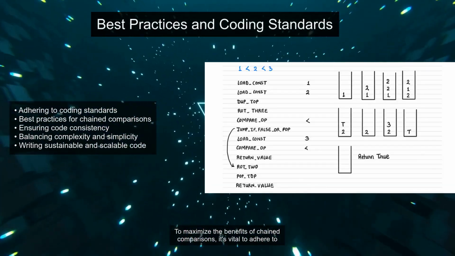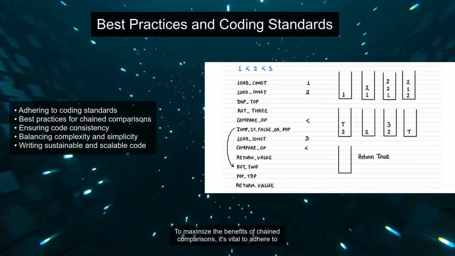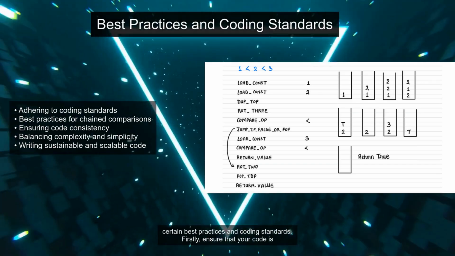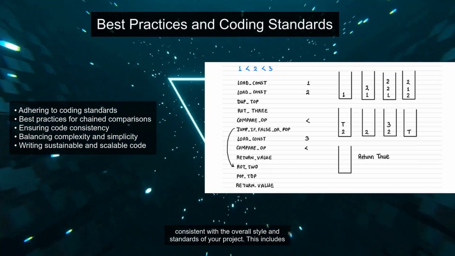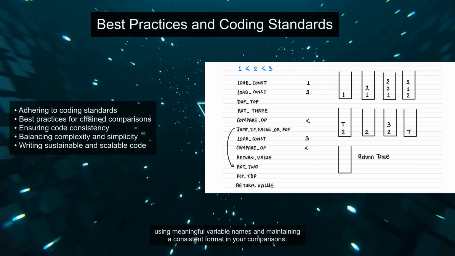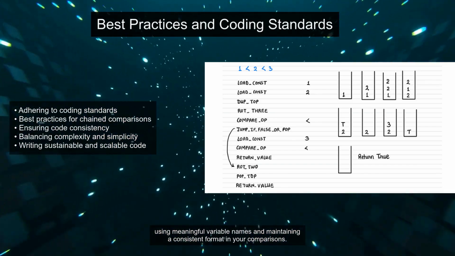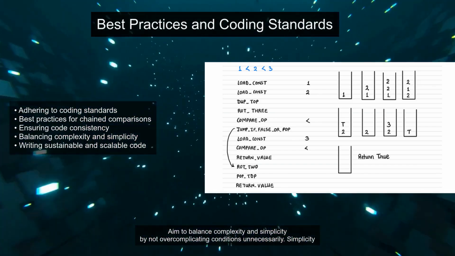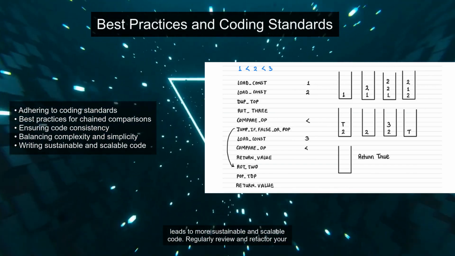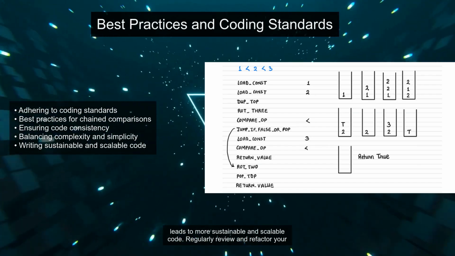To maximize the benefits of chain comparisons, it's vital to adhere to certain best practices and coding standards. Firstly, ensure that your code is consistent with the overall style and standards of your project. This includes using meaningful variable names and maintaining a consistent format in your comparisons. Aim to balance complexity and simplicity by not overcomplicating conditions unnecessarily. Simplicity leads to more sustainable and scalable code.